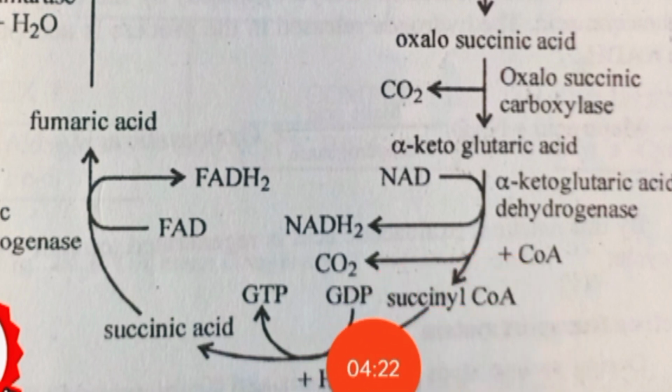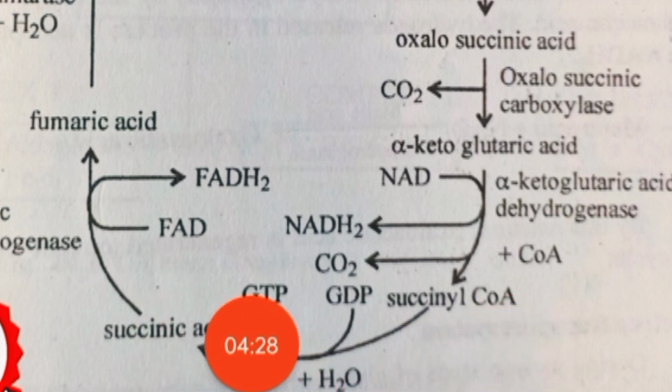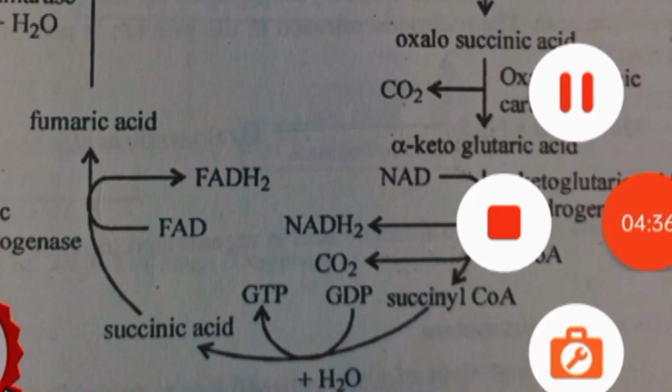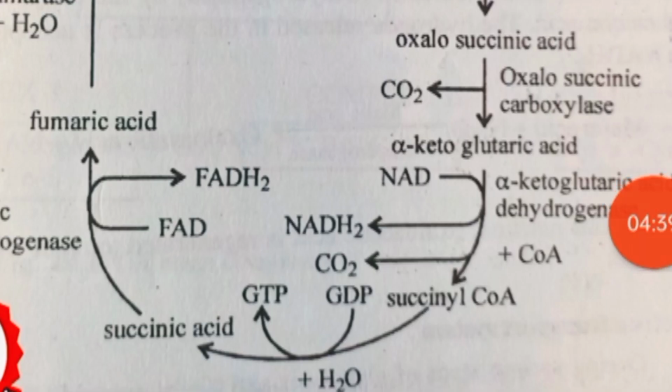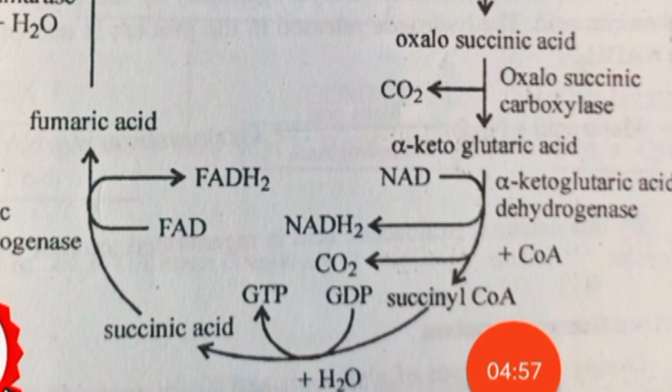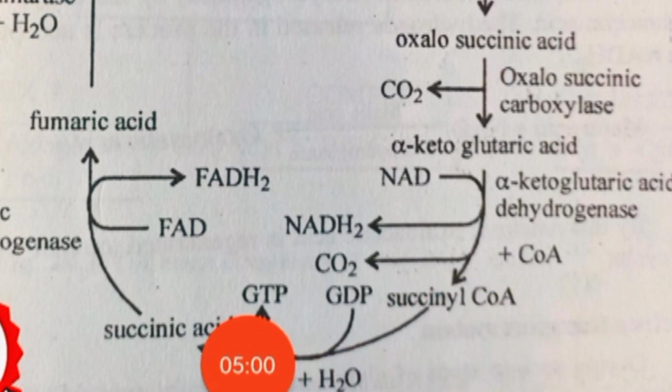One molecule of water is consumed in this reaction, meaning addition of water occurs. At this step, one molecule of guanosine diphosphate, GDP, is converted into guanosine triphosphate, GTP. Now guanosine triphosphate is not the energy currency of the cell, and it provides its inorganic phosphate to ADP, and ADP is converted into ATP. This formation of ATP is called substrate level phosphorylation.